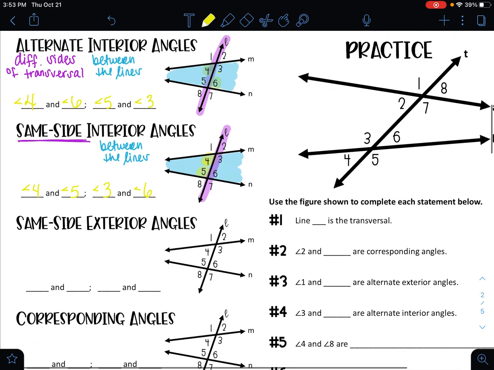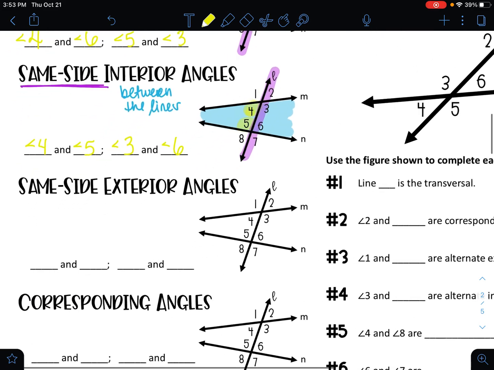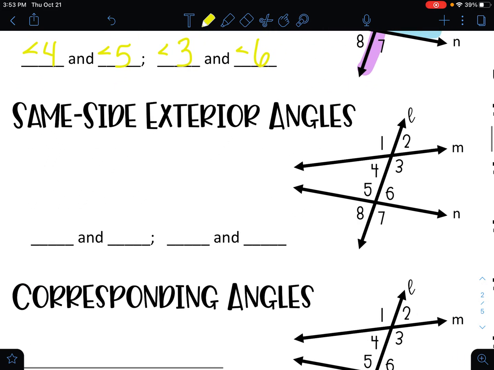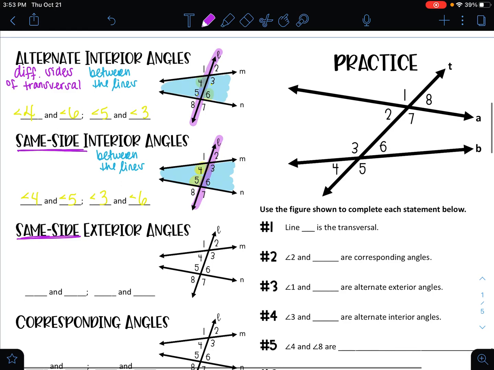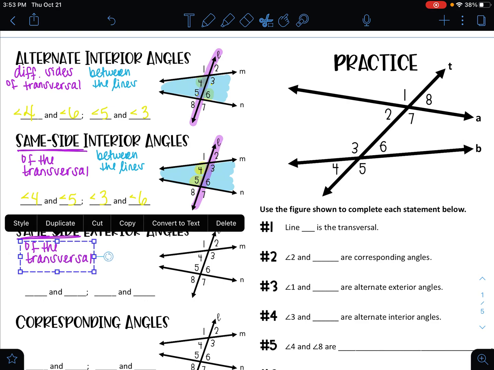All of these angles are going to come in pairs. So it's going to be 2 angles at a time. All right, so same side exterior angles, we mean same side of the transversal. I'll just write this underneath of the transversal. So they just mean same side of the transversal, both those.